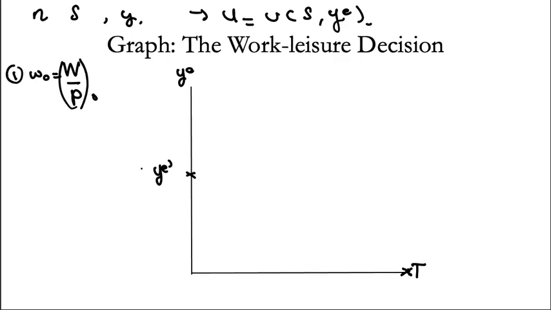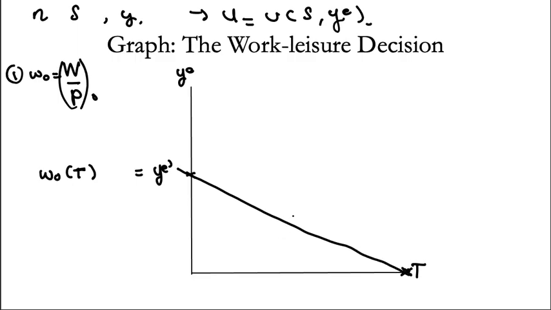I call it YE prime, equivalent to your current real wage times time spent for working minus leisure. Now because time spent for leisure here is 0, therefore it's just the wage rate in real terms multiplied by total time. Okay, then you join the 2 points, and you get what we call the budget line.